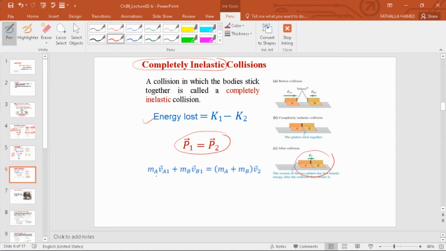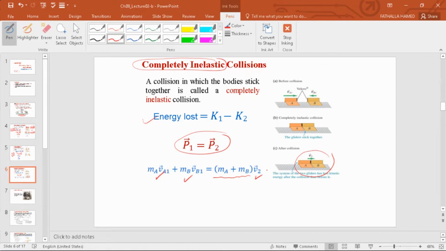So when we do conservation of momentum, it is MAVA1 plus MBVB1, and that's the momentum before the collision. After the collision, I have only one mass, which is the combined mass, MA plus MB, and of course I have one velocity for the combined two objects. So that's the difference.